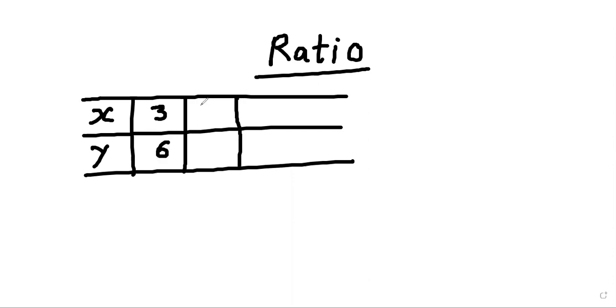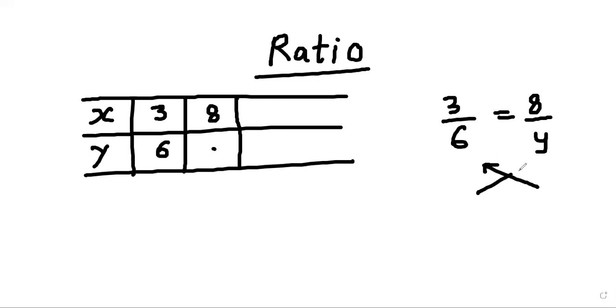Now suppose x becomes 8, so what is y? The rule is very simple. We just write it here, 3 upon 6 equal to 8 upon y, because this value we don't know. So now we have to do cross multiplication. It means y will be multiplied to 3, so it will become 3y, and this 6 will be multiplied to 8. So 6 into 8.